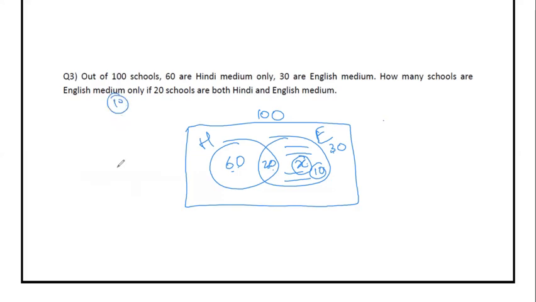And the question would have been, out of 100 schools, how many schools are neither Hindi medium nor English medium? So that way the answer would have been 10 schools. Well, I should have framed it that way, to be honest. It would be very difficult to solve if you were using Venn diagrams. Okay, anyway. Question number 2.